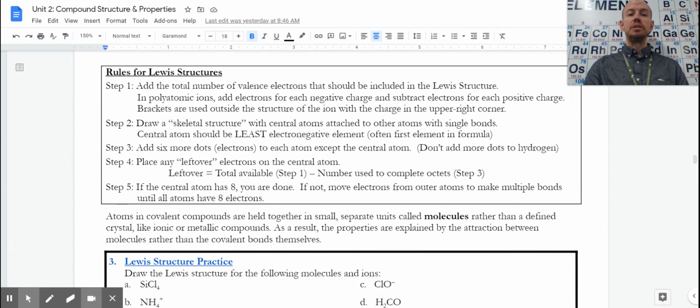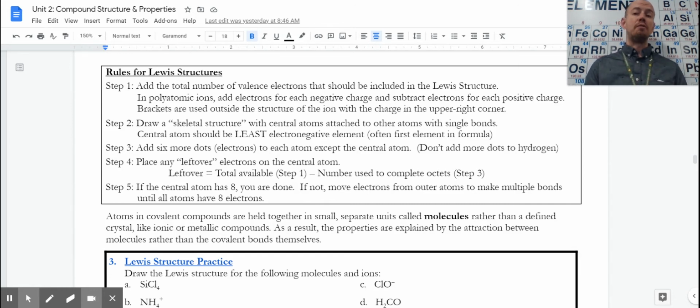When we are drawing Lewis structures, these are the 5 steps that we would use. It is important to get really good at this, to practice and repeat it, rather than just guessing whether something should have single, double, or triple bonds, or whether it should have lone pairs. If you really commit to this process, then you're always going to get them correct.